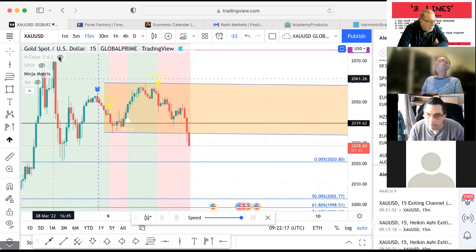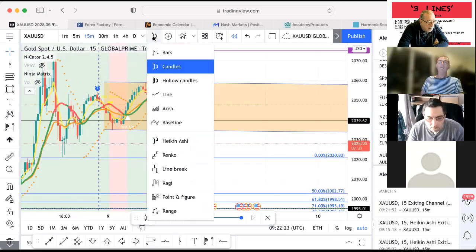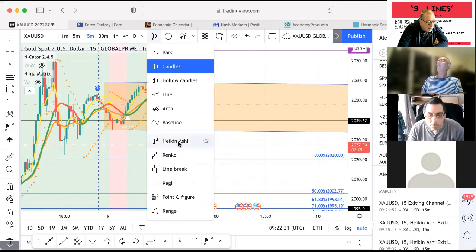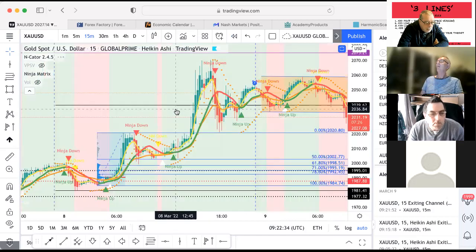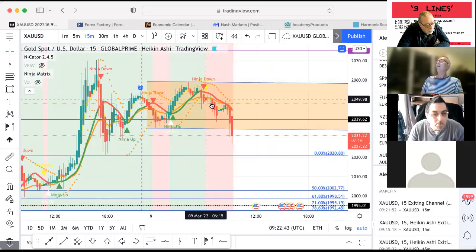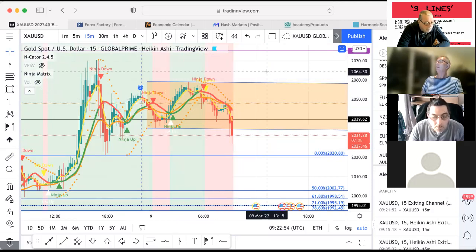We've got an indicator. I need to get rid of that one first. Heikin-Ashi candles on. Right, so we've got a Ninja Matrix down, and the previous candle there was an indicator down, and we've got the yellow 5 MA below the red 13 MA. So I would suggest we're in a good position to take a sell.